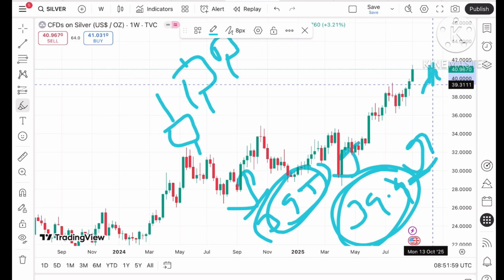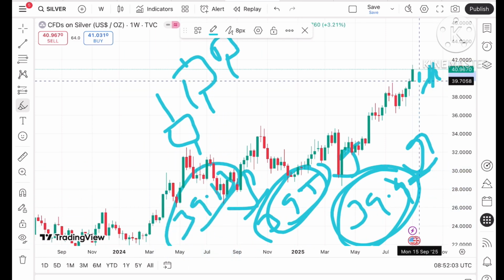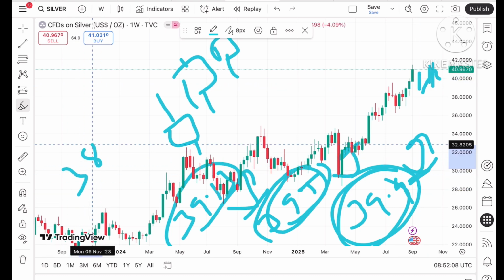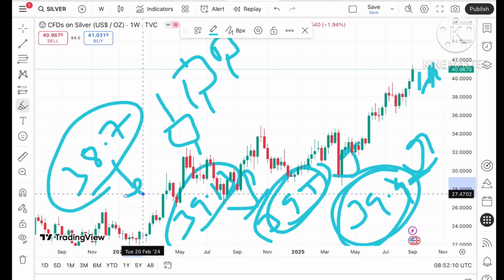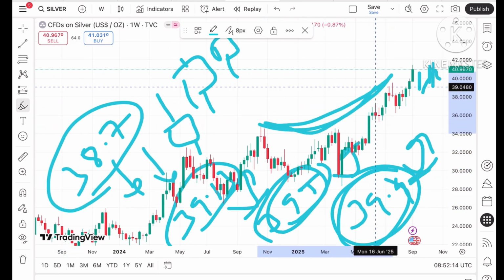But if the price starts going below this level, a further downfall can be seen towards 39.13, and if the price falls below that level, a further downfall can be seen towards $38.7. And suppose the price falls below this level, a further downfall can be there. This is the trend. We can see a U pattern is formed.